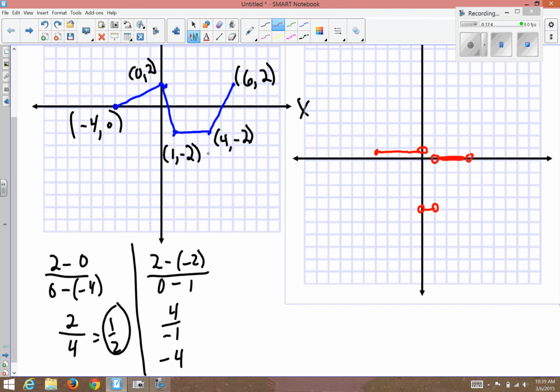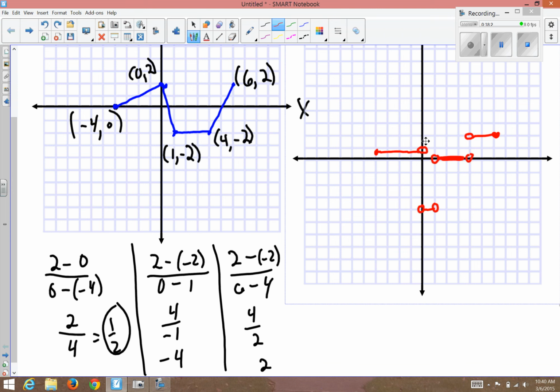This last line segment, its slope is the change in y over the change in x. That would be 2 minus negative 2 over 6 minus 4. The numerator is 4 and the denominator is 2. 4 over 2 is 2. The slope of that last line segment is 2. The slope is 2 all the way from 4 to 6. 1, 2. Make a hole there. 4, 5, 6. This dot can get colored in.